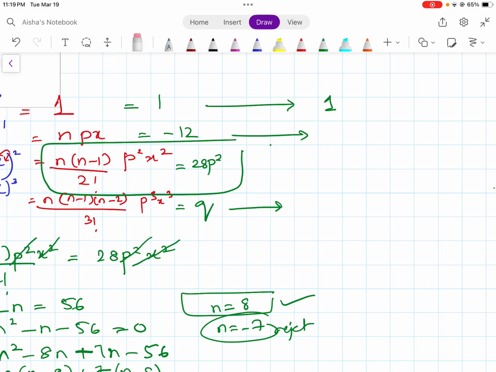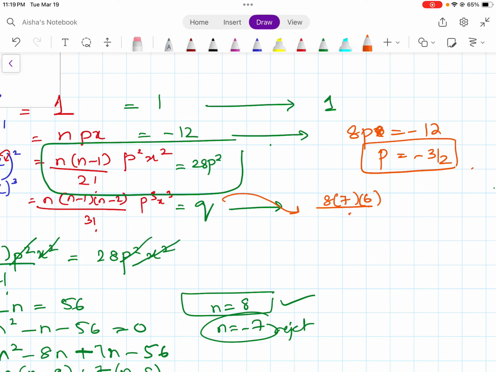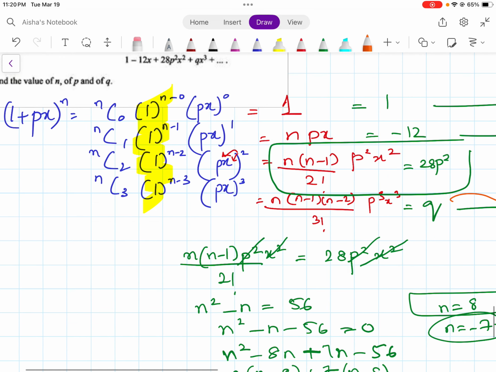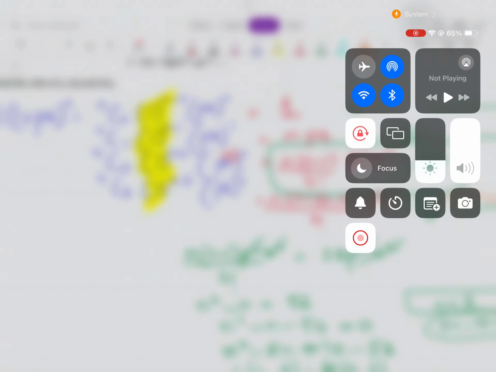How can I take it as negative? 8px equals minus 12. So the value of p will become, not taking x, we're talking about the coefficients only, minus 3 upon 2. Now n is 8, 8 minus 1 is 7, 6. 8 into 7 into 6 divided by 6 into minus 1.5 whole cube gives me minus 189, which equals q. So I have my values of n, p and q, and that's about it.